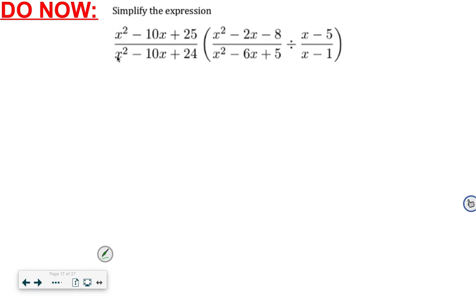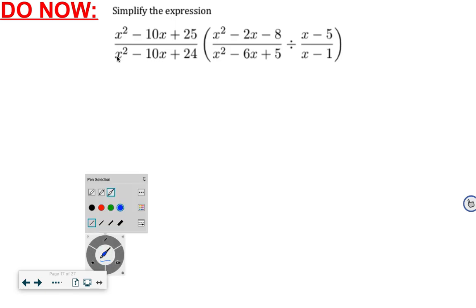Hello, ladies and gentlemen. Today we are going to start a new topic. Before that, we have a do now question. Simplify the expression. To be able to simplify this expression, you need to factorize each quadratic equation.